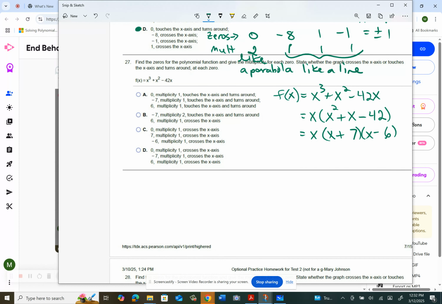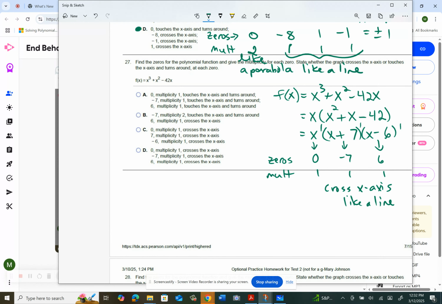So now I'm looking at how each factor has an exponent of 1. And then I'm going to get what the 0 would be for each of these. So this would be 0. This would be negative 7. This would be positive 6, right? You would set each of those equal to 0. So those would be the zeros. And then the multiplicity of each one is 1. So it's going to behave like a line. So it's just going to cross the x-axis like a line.